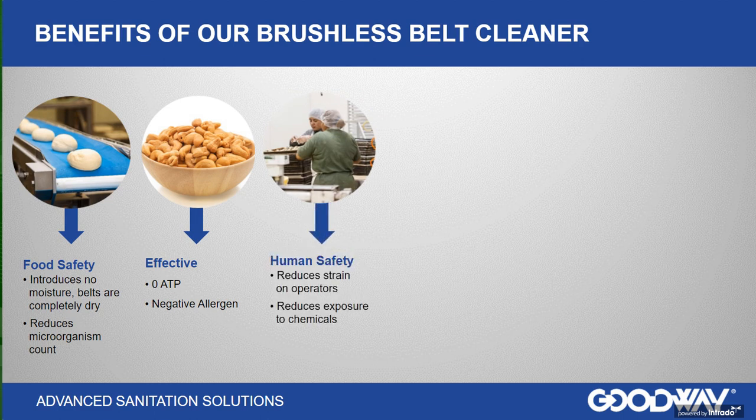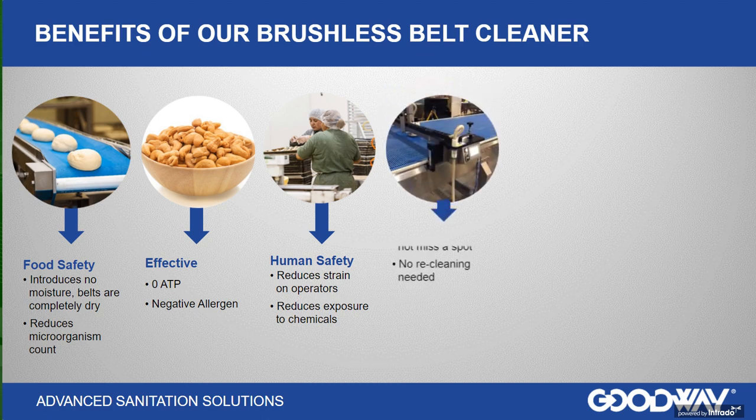For human safety, you can imagine a lot of circular movements with rags and brushes, a lot of strain on operators' backs. So we're able to get away from all that, reduce up-close exposure to the cleaning chemistry that customers use. It's consistent. The automation doesn't miss a spot. It gets 100% of the belt surface cleaned every time, so there's no re-cleaning needed.